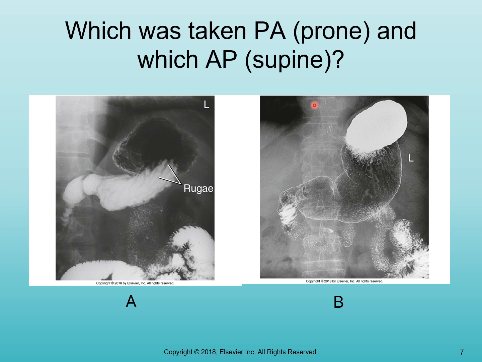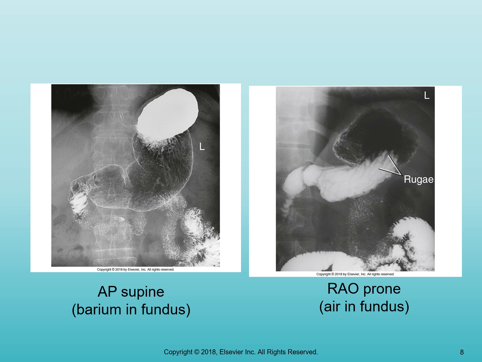So those are things that we have to look at because it's important, especially when you're trying to repeat an image, to know that you're repeating the correct image. So this one, barium in the fundus, so the patient is supine. This one is an RAO, which the patient is closer to being prone, and you've got air in the fundus.